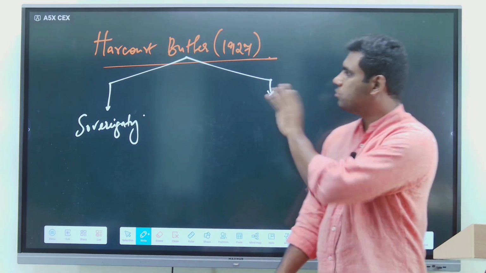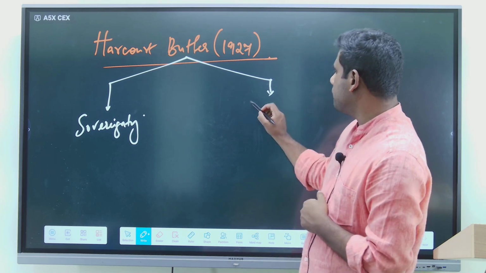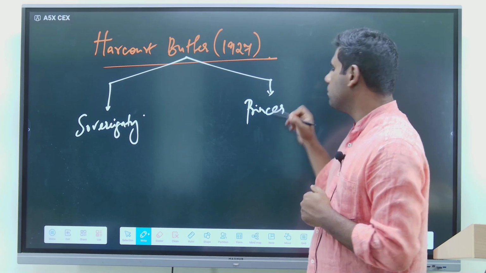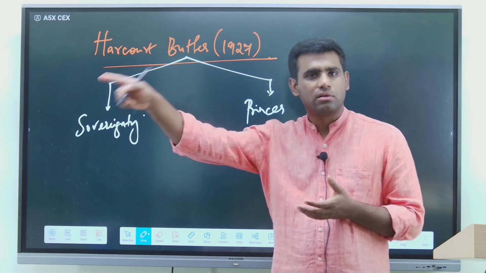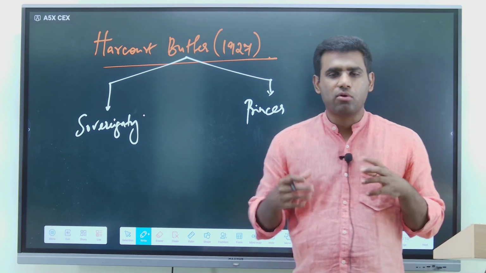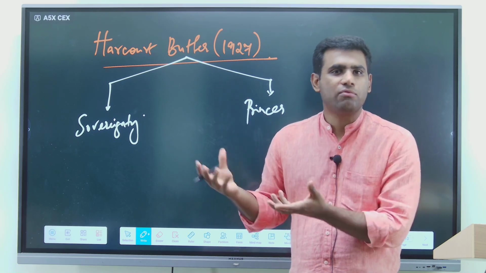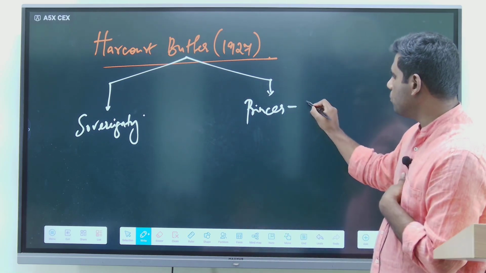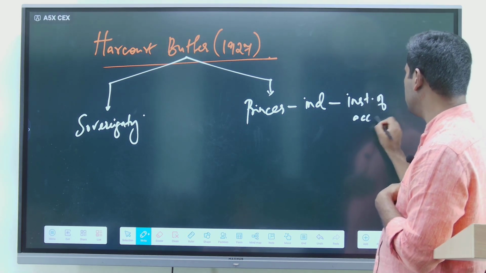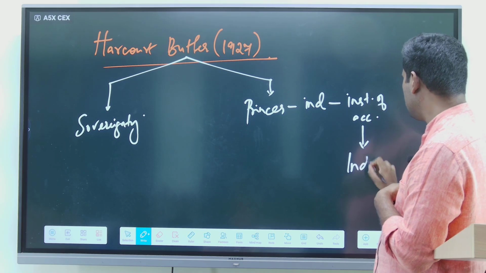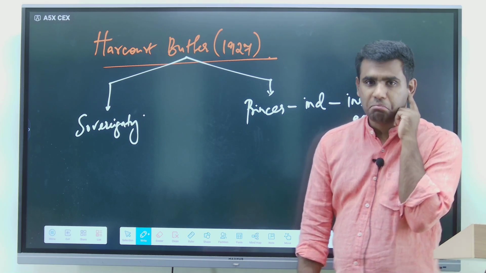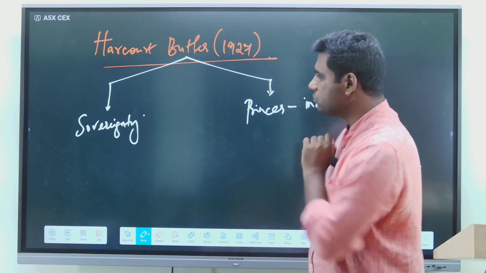And the second question that was answered by the committee was whether, in the case of a future Congress takeover, do the princes have to sign a separate instrument of accession with any future government? The committee said yes. The princes on their own cannot be forced to become a part of any future Indian Union. The princes have to individually sign what is called an instrument of accession, if at all in the future there would be an Indian Union. So this was the answer given by the Harcourt Butler Committee regarding these two questions.